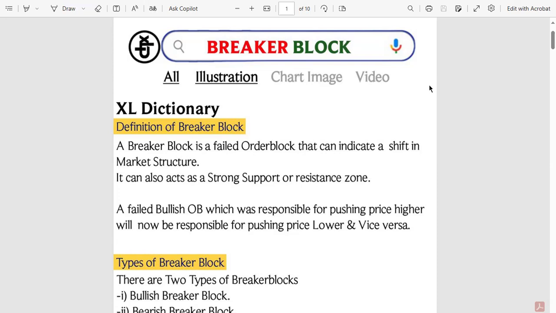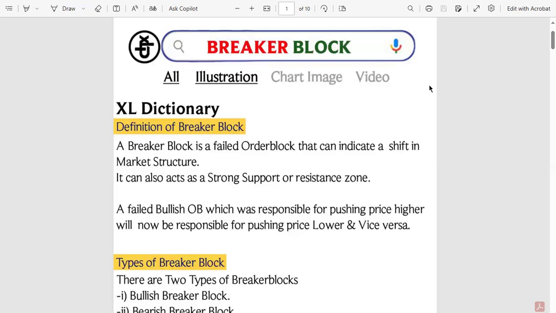It can also act as a strong support or resistance zone. A breaker block is always part of the very strongest support or resistance zone, depending on the direction of the market. If we are expecting to buy, then our breaker block is going to become a very strong support. But if we're expecting to sell, then the breaker block is going to act as a very strong resistance zone. We'll learn all of this in a few minutes.